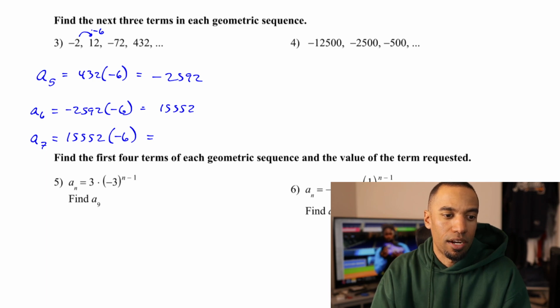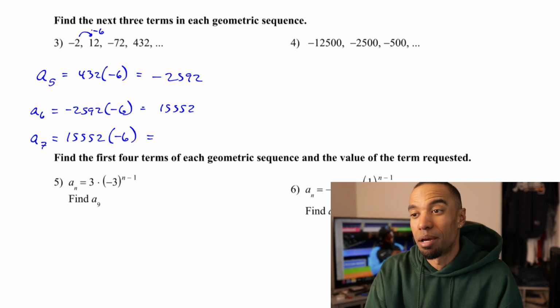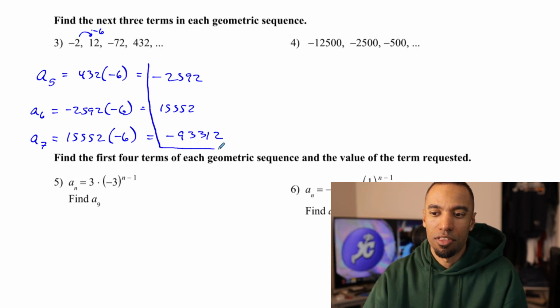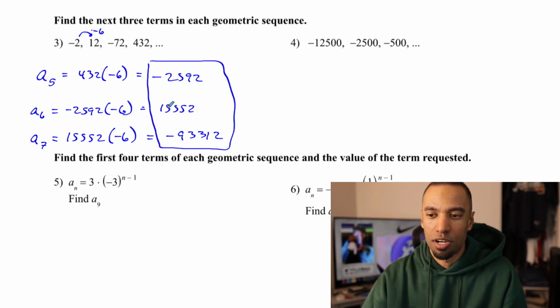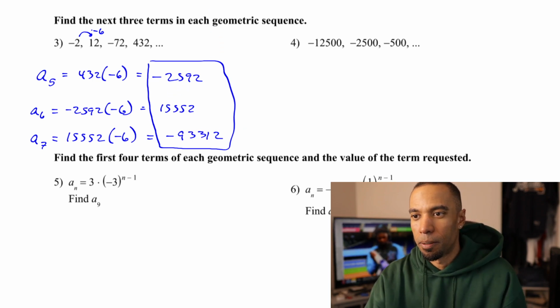In other words, if I wanted to find the 20th term, I'd have to first get the 19th term, unless I come up with a certain rule for this, which we'll be able to do in some future problems here. So these are the next 3 terms of the geometric sequence right there. 5th term, 6th term, 7th term. I was using my calculator to multiply those, by the way.